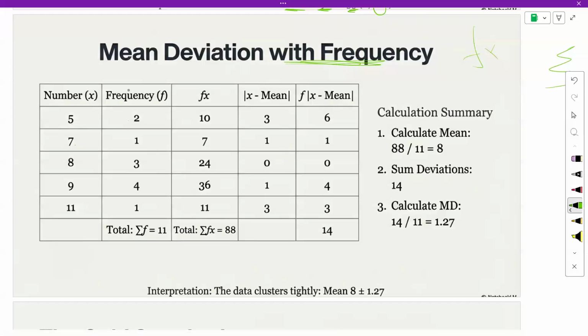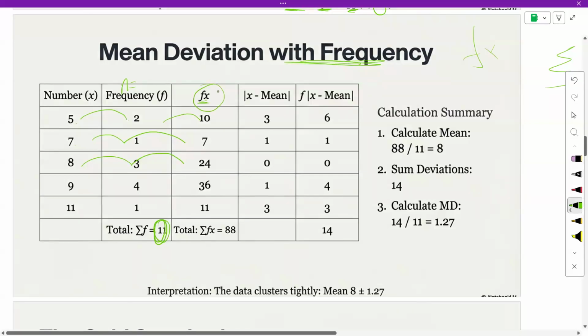Here the sum of frequencies, meaning the number of observations, is equal to 11. And here fx is frequency times x. Here 5 times 2 is 10. 7 times 1 is 7. 8 times 3 is 24. Likewise, we take fx. Why do we need to find the fx?